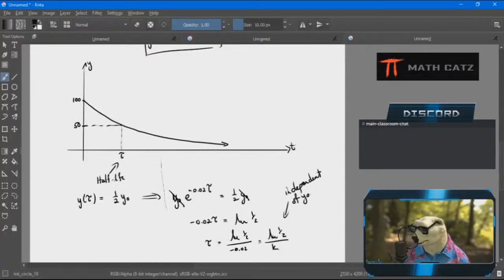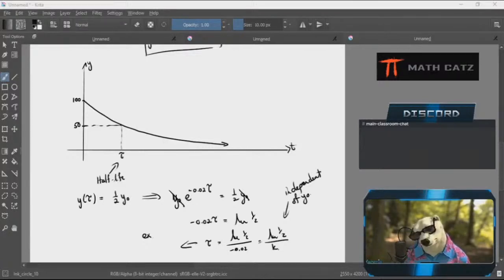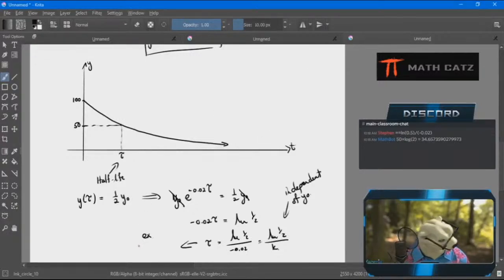Now in this case we could perhaps calculate that in our example as log of 1/2 over negative 0.02. Let's just do that to get a number and see what that is. And we get 34.66. Now I don't know what it is. It could be years, it could be months. Who knows? So this one is, in this example, 34.66. Let's say years. The radioactive substance takes 34.5 years to reach half its original amount.